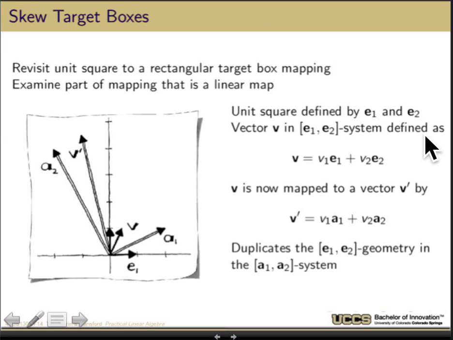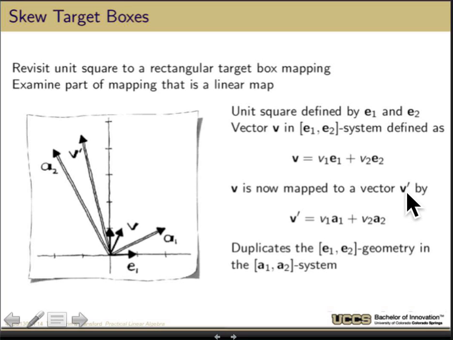So we're going to go back to our coordinate system, and think about revisiting how the unit square can be mapped into a rectangular target box. If we think of our unit square, we can view this now as a map. We're going to take our unit square defined by two coordinate vectors, e1 and e2. A vector in the e1, e2 system always exists as v1 times e1 plus v2 times e2, where v1 and v2 are just the coordinates of our vector in the e1, e2 system. If I now think of mapping it, I'm going to transform it to some new space.